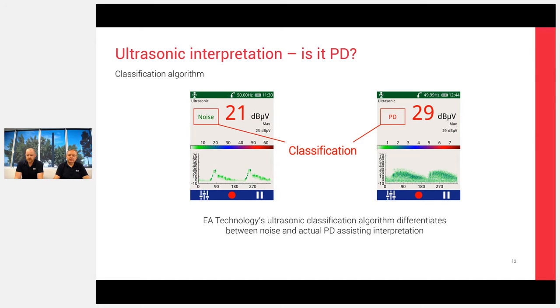So you can see on this particular screen here, we've got two different screenshots. The one on the left-hand side has a phase lock pattern underneath, and it's 21 decibels, so it's quite high, but it's being classified by the instrument as a noise source, not a PD source. The one on the right-hand side, again clustering, but this time with similar levels, 29 decibels, is being classified as a partial discharge source. So that's a useful guideline to help you in the interpretation.